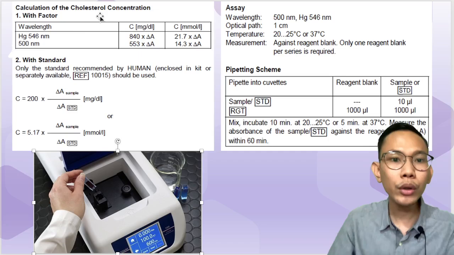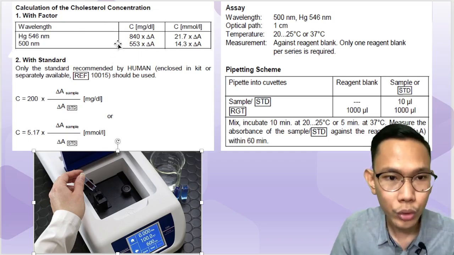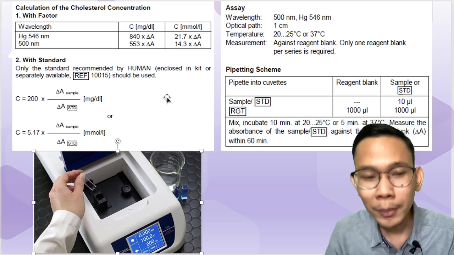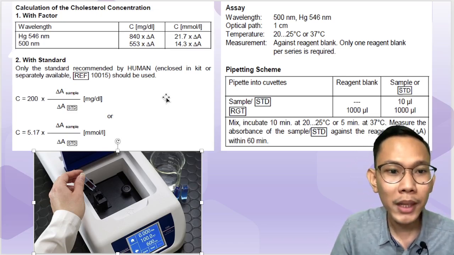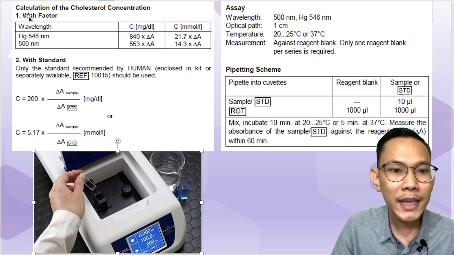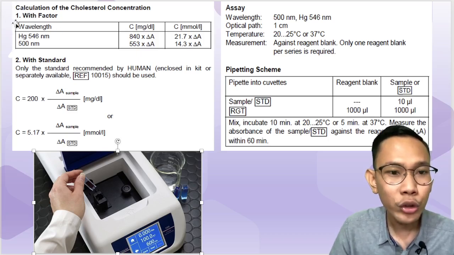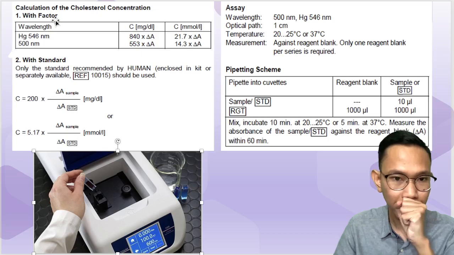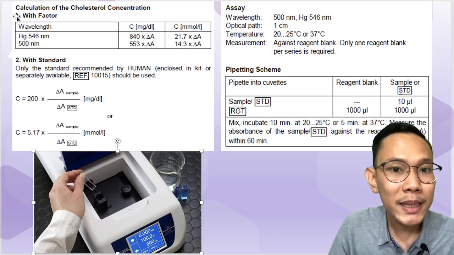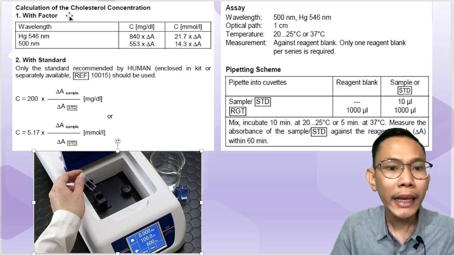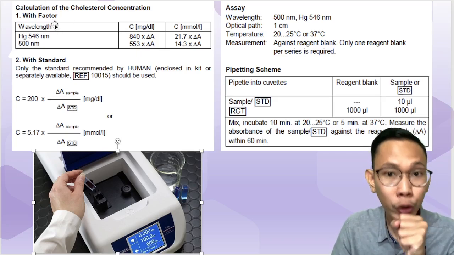How do we calculate for your cholesterol concentration? So, meron na tayong absorbance, diba? So, meron tayong absorbance ng sample. Unahin muna natin yung first calculation. Yung first calculation na to with factor. Meaning, absorbance lang ng sample ang kinuha natin. Hindi tayo kumuha ng absorbance ng standard.